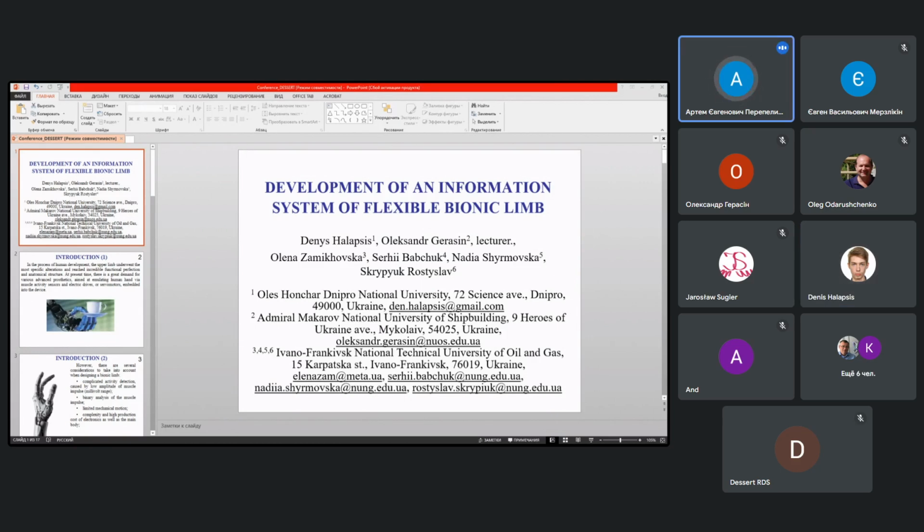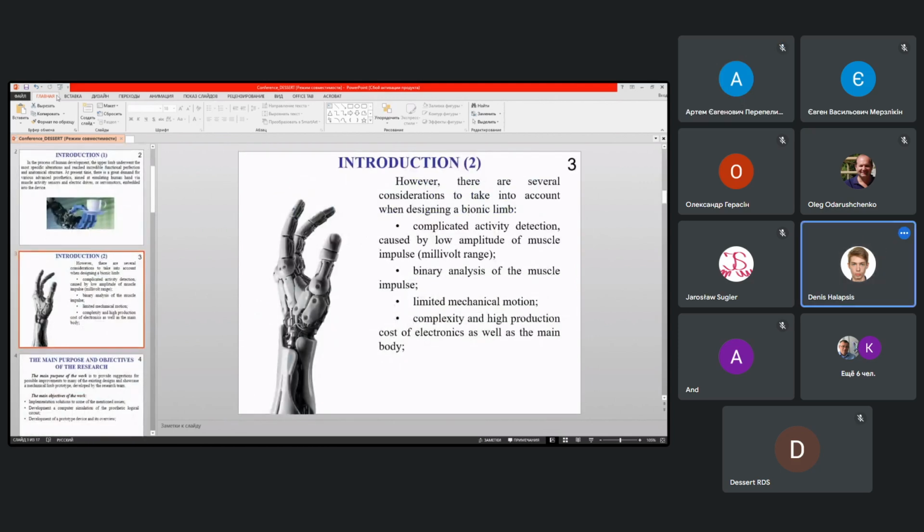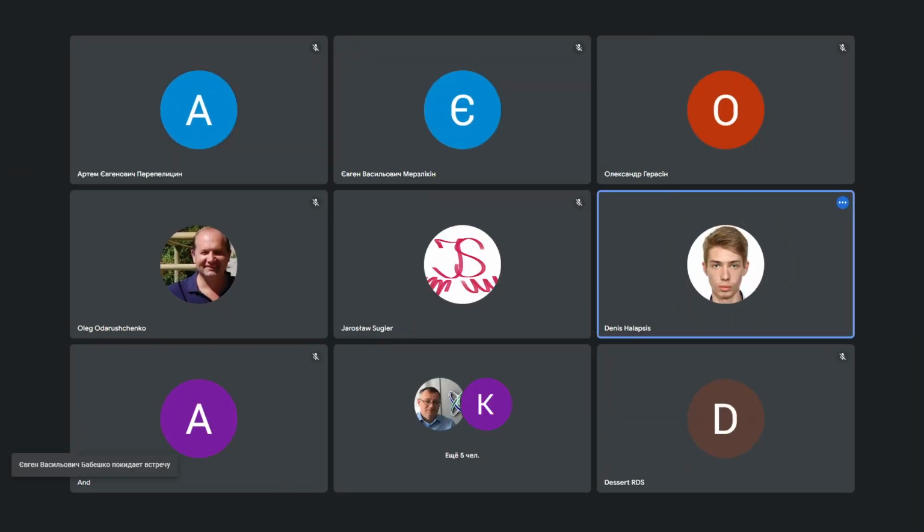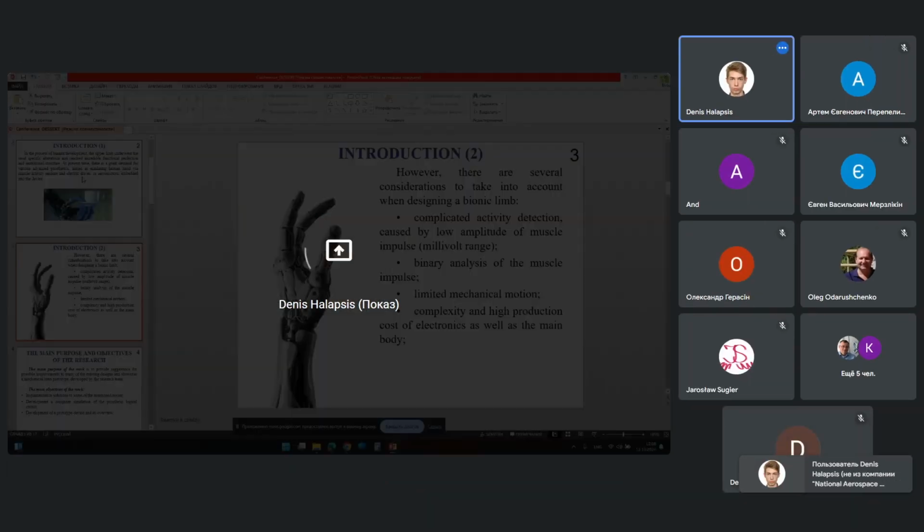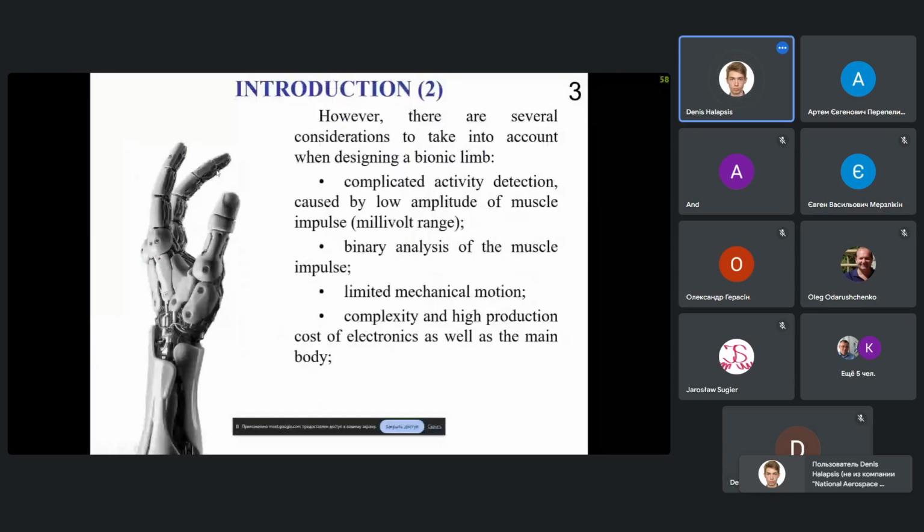Sorry, we see the first slide. Please use a full screen mode because we see in the preliminary preview. Excuse me. Can you see it now? No, you shared only the window, but not the entire screen. If you share the entire screen, it will solve this issue. Thank you. Can you see it? Yes, thank you.